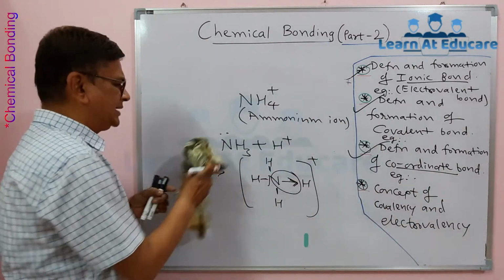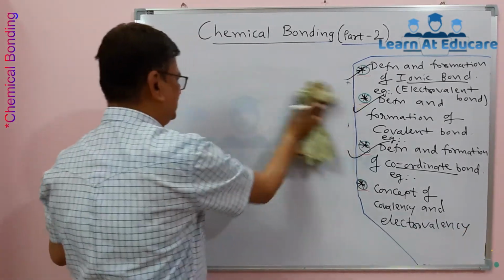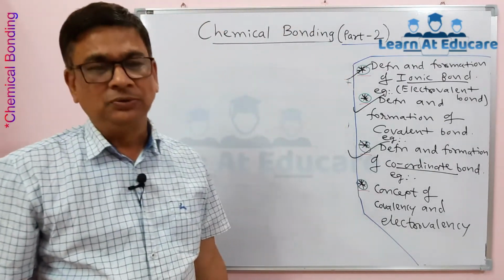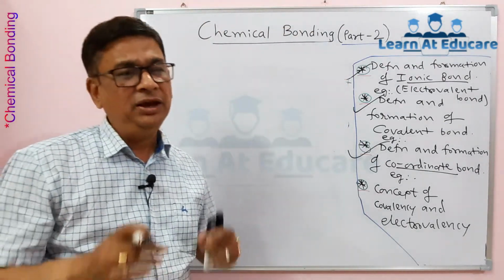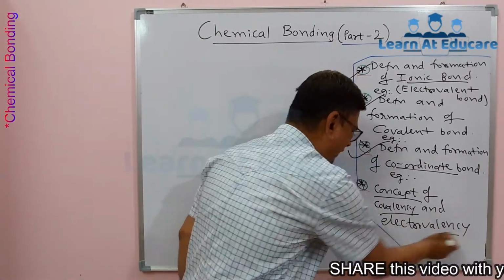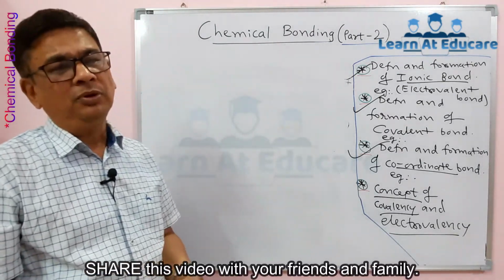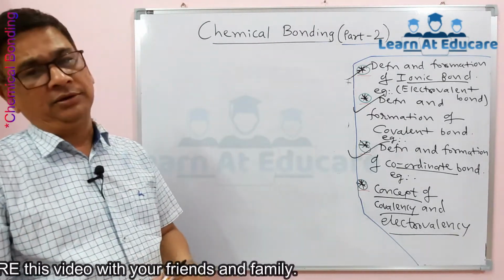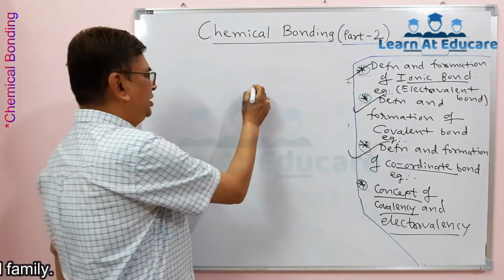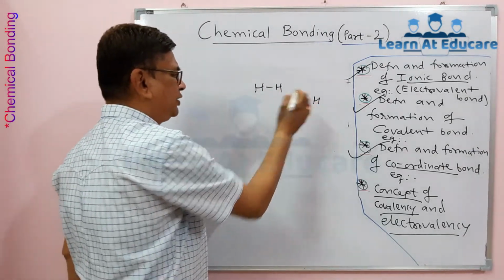It is also called a dative bond, and remember it is a special type of covalent bond because it is also formed by sharing of a pair of electrons. Now we will deal with the concept of covalency and electrovalency. When an atom forms a covalent bond, it has to share electrons with another atom. For example, in the formation of the H2 molecule, both hydrogens share one electron each.